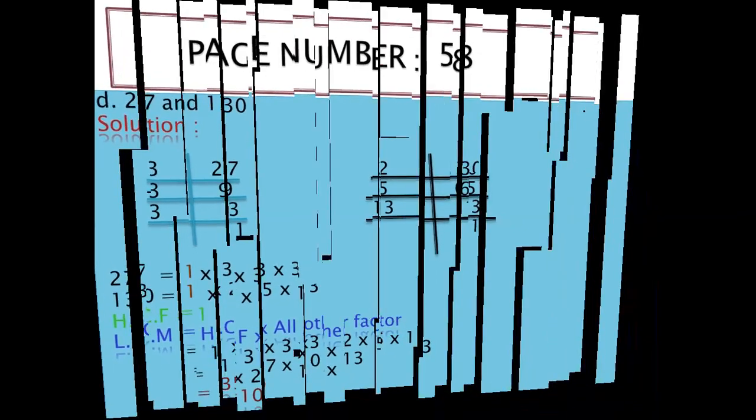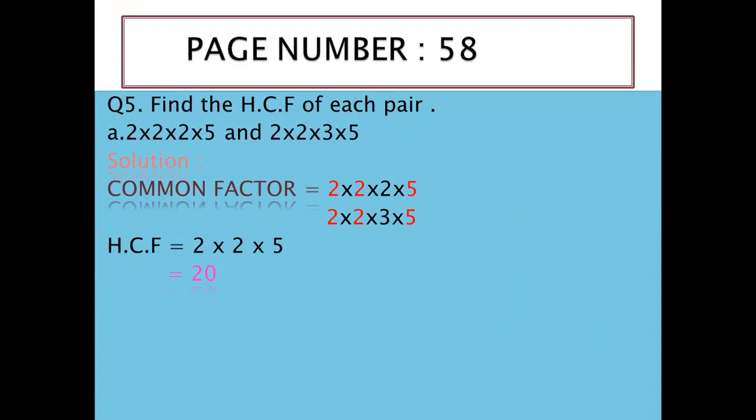Question number 5. In question 5, the factors are already given. We find the common factors and then we find the HCF of the given factors. There are 3 parts in this question, A, B, C, and all the parts are included. The question is, these are numbers that have already been broken down into their prime factors. Quickly find the HCF of each pair.